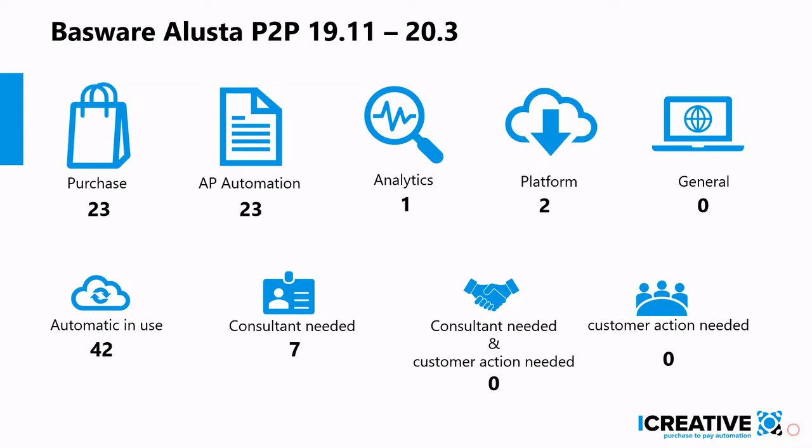You can use them automatically, so we don't need any configuration from our side. There are 7 functionalities that need to be implemented by one of our own consultants. Sometimes it's extra configuration, or the process is changing a lot, so it's not only automatically in use, but we need some more guidance from our consultant. At this moment there are no new functionalities where customer action is needed. The functionalities that I will show you in this webinar are all automatically in use.